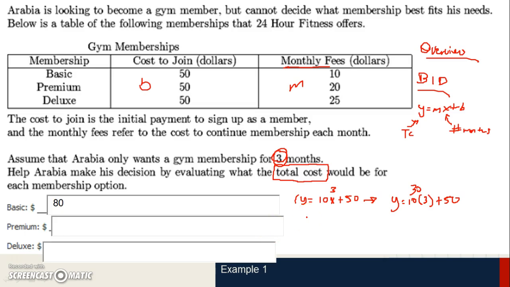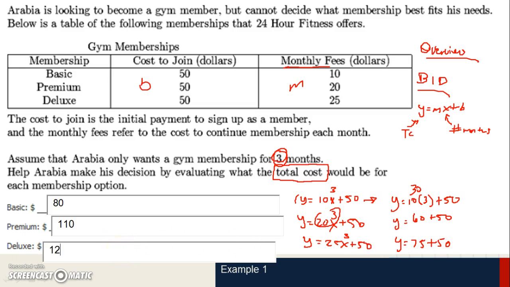So my next equation looks like this. Y equals 20x plus 50, where my x is 3 months. So I evaluate it. 20 times 3 is 60. So y equals 60 plus 50. That's 110. And for my last one, I have y equals 25 times x plus 50. My x is 3, which is 75. So y equals 75 plus 50, which is 125. So you can see my answer looks very different. It's an actual number now, where in the past it was actually an equation.